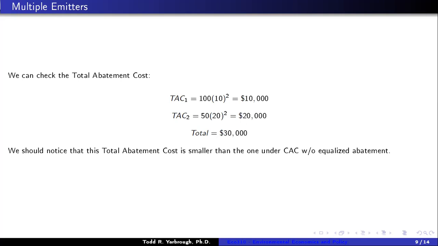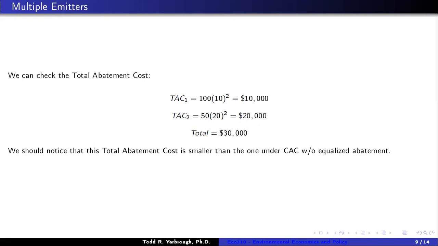So not only did we establish what the optimal level of abatement was generally, using the first equimarginal principle, we then used the second equimarginal principle to establish what the optimal level of abatement was for each individual firm. And again, you should notice that this is significantly cheaper than it was under the command and control without equalized abatement, right?